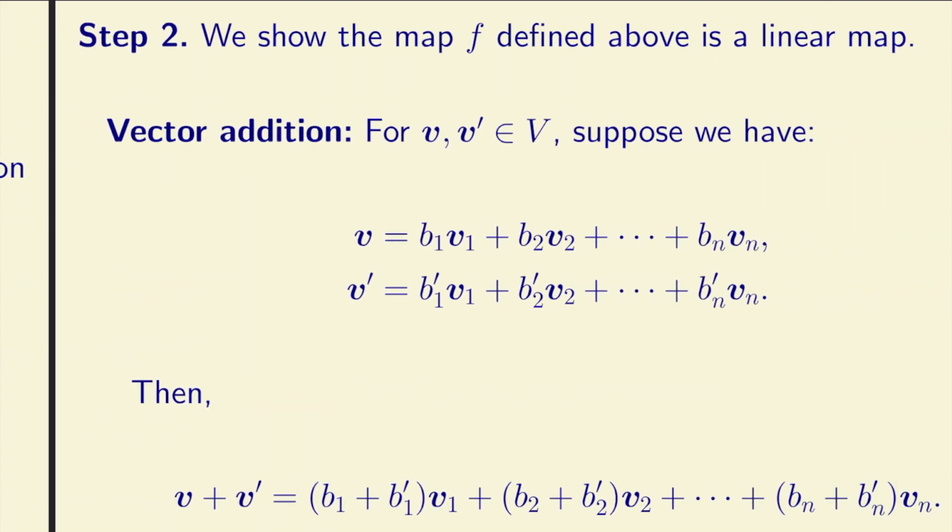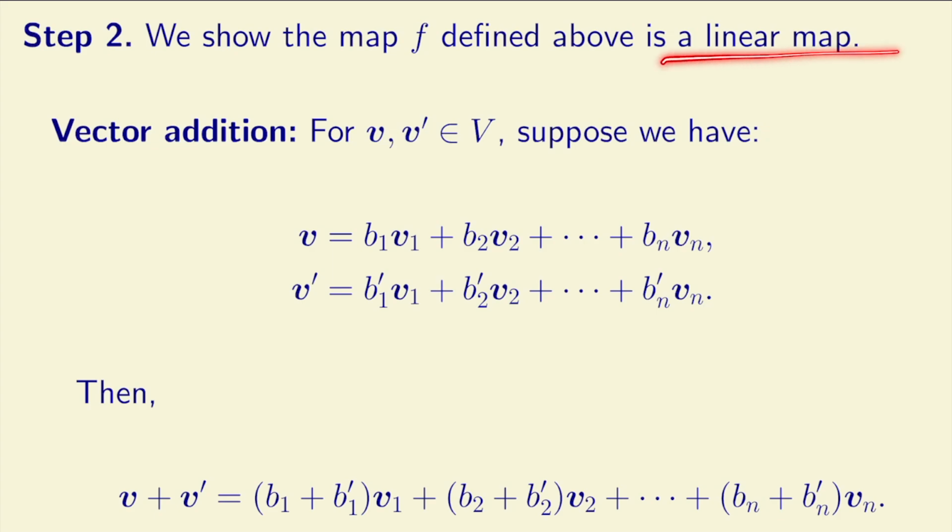Step 2 is to show that it's a linear map. Okay, so we have to prove two things, right? The vector addition property and the scalar multiplication property. Exactly. The notes show the vector addition part first. They take two vectors, v and v prime, express them in terms of the basis, and then define f of v, f of v prime, and f of v plus v prime. Oh, I see. The coefficients for v plus v prime are just the sums of the coefficients of v and v prime.